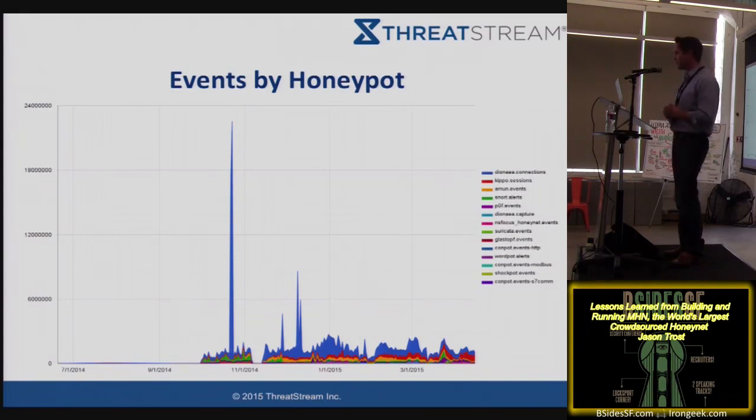Amun is the third one, which I thought was actually kind of surprising since we added support for that fairly late. And then Snort, P0f, and then the others.